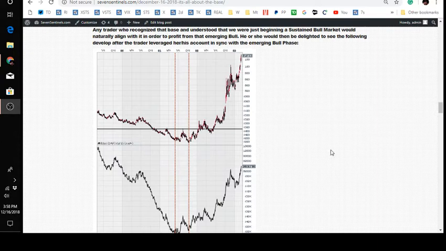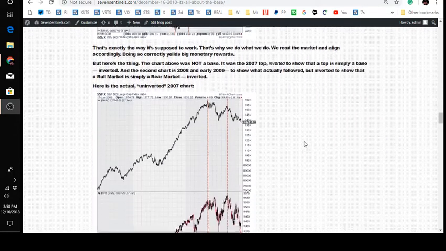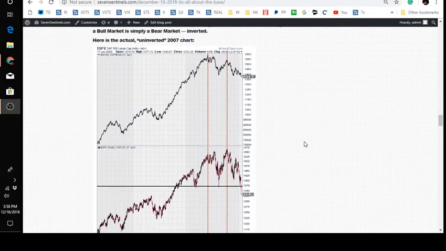We weren't actually showing you a bottom and a bull market that followed. We were showing you the 2007 top in the market inverted. We inverted the chart to show you that a base in the market, a base bottom, is the exact opposite of a top pattern. This top pattern in 2007 was just simply the base for a bear market move. By inverting the chart, you could see that.